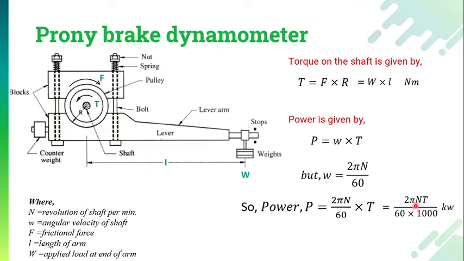When we talk about N, capital N is basically what? It is the revolution of the shaft per minute. So basically these are the RPMs of the shaft, and RPMs can be measured easily using the tachometer. There is an electrical device available, known as the tachometer, which is specifically used to measure the RPMs of the shaft. So we can measure the RPMs of the shaft easily. The question arises: how do we measure the torque?